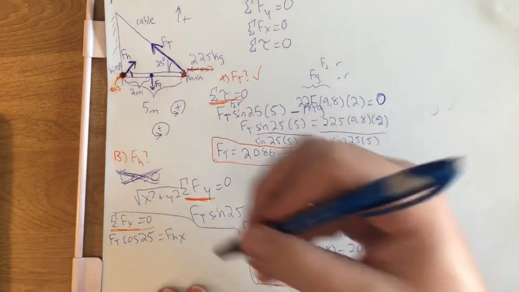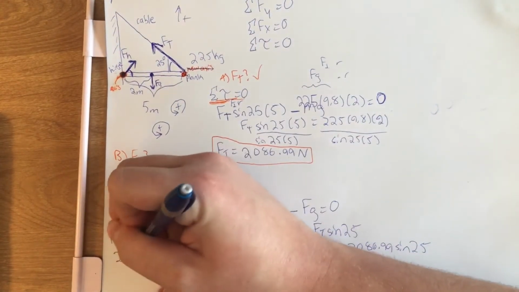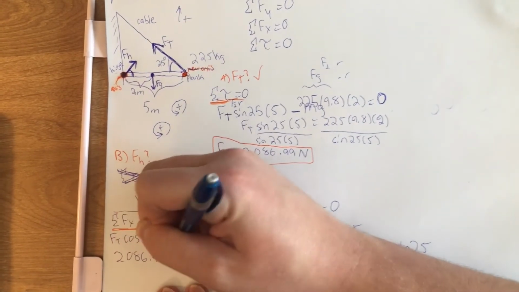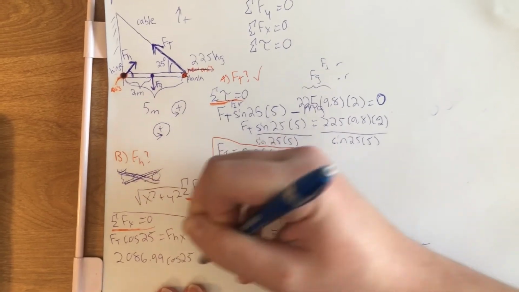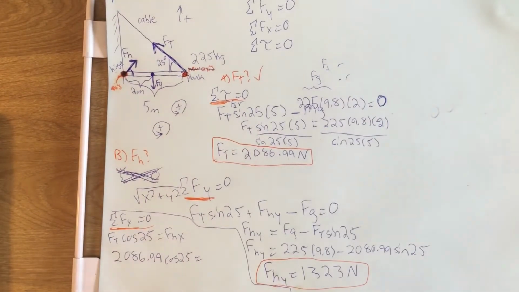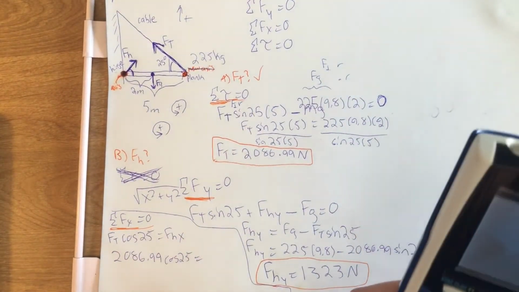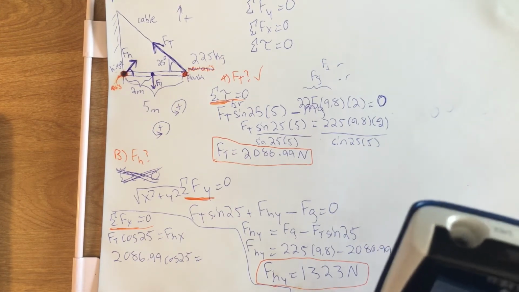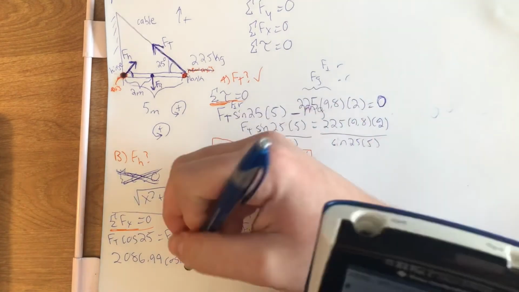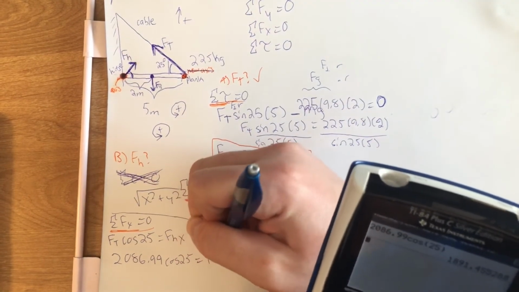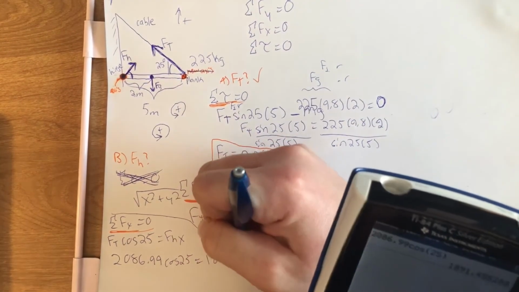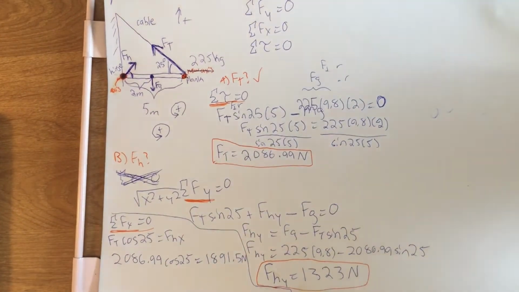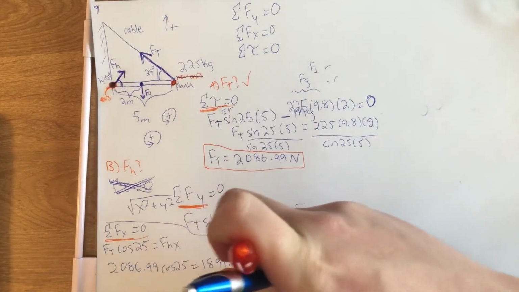So let's plug in my numbers. Force tension was 2086.99 cosine 25. That will give me the x component of my hinge. So type that in your calculator. Let me know what you get. I got 1,891.5 newtons. So then I'll box this for you guys.